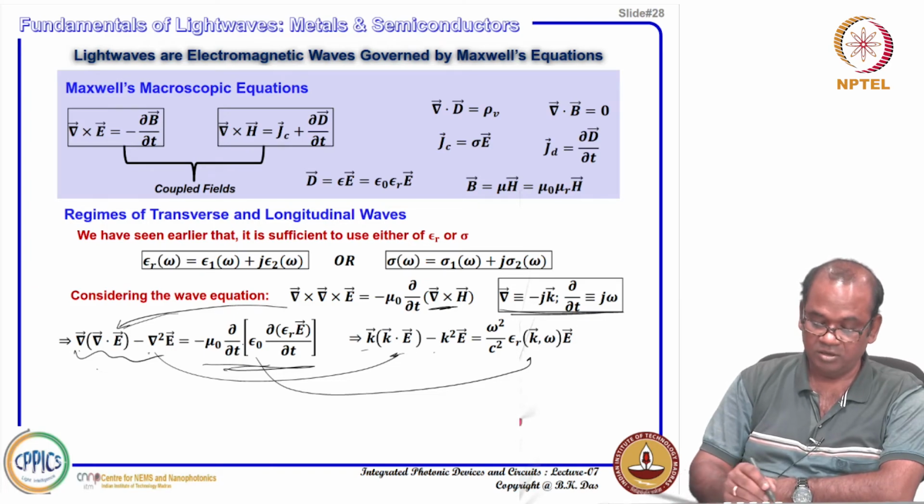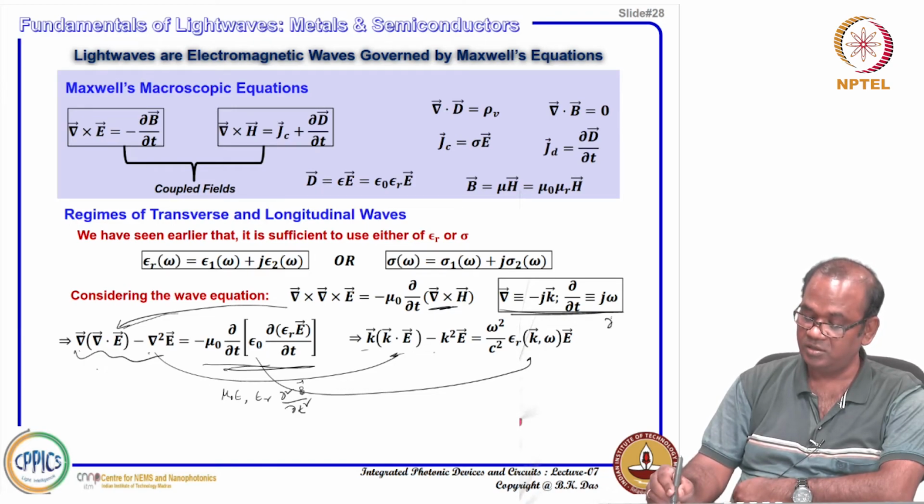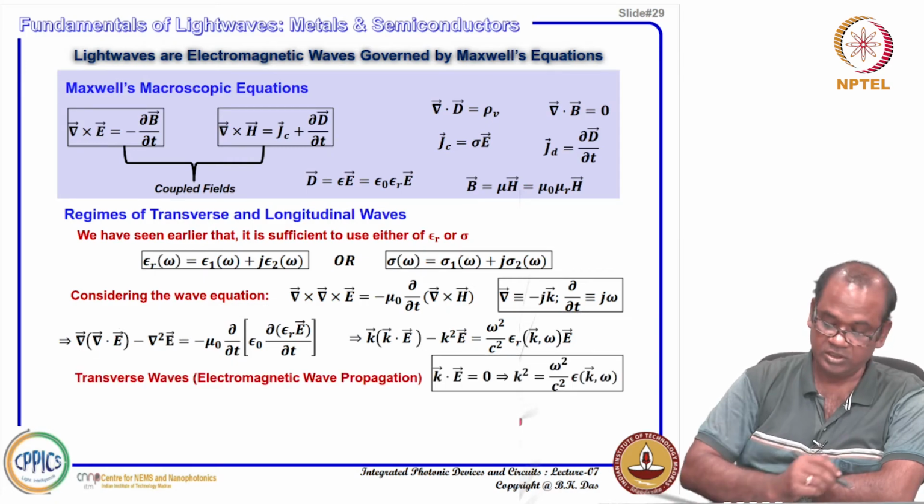You are taking mu 0 epsilon 0 equal to 1 over c square, and del 2 by del t 2 will be there. This will be actually mu 0 epsilon r del 2 e by del t 2, and del t squared will be equal to minus omega square. So, if you substitute there, then you get this equation. So, next thing, what do you get?